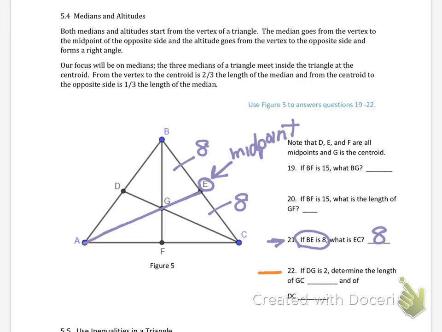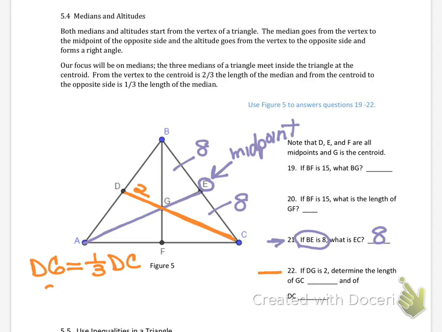So question 22 says, if DG, okay, so now we're talking about this median right here, DG. If DG is 2, so the shorter section, that's 1/3 of the whole, that's 2. Determine the length of GC and of DC. So, a couple of things we can talk about. So I know that DG equals 1/3 of DC. So fill in what we know.